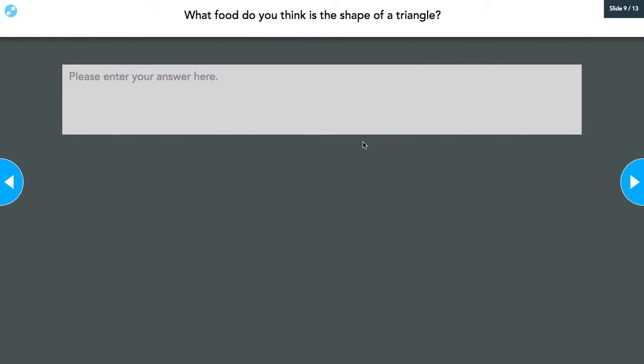Now this question is basically for fun for the students. It states, what food do you think is the shape of a triangle? Now, most of my students can spell, but some words they will not be able to spell correctly. So when they type in their answers and you get very odd spelling words, just try to make it out to the best of your knowledge. Most of the answers will probably revolve around either pizza or cheese.